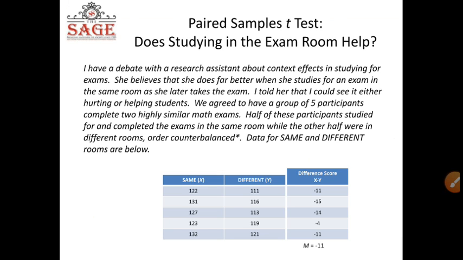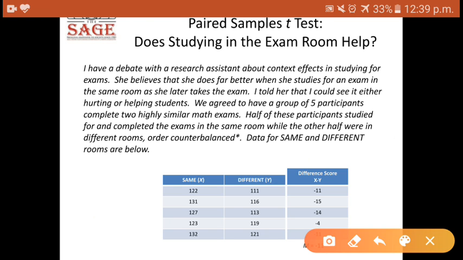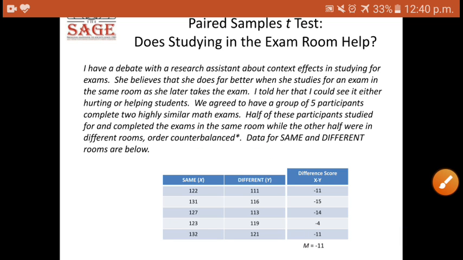We agreed to have a group of 5 participants complete two highly similar math exams. Half of these participants studied for and completed the exams in the same room, while the other half were in a different room, order counterbalanced. Data for same and different rooms are below. For the same room and for the different room, there are 5 students, 1, 2, 3, 4, and 5. This one is in the same room, and this one is in a different room. So when they are in the different room, we are trying to find out the different scores.